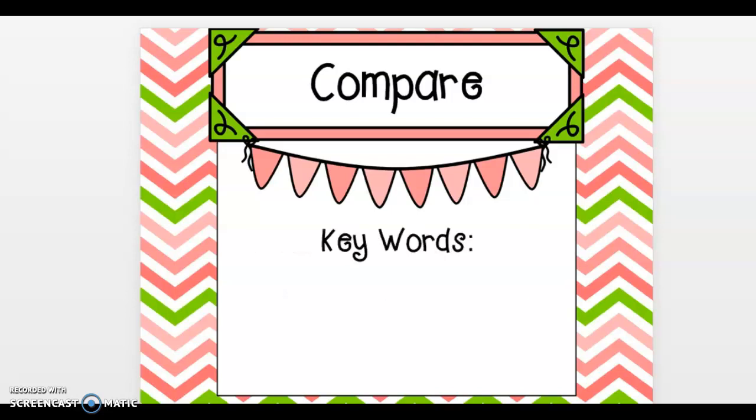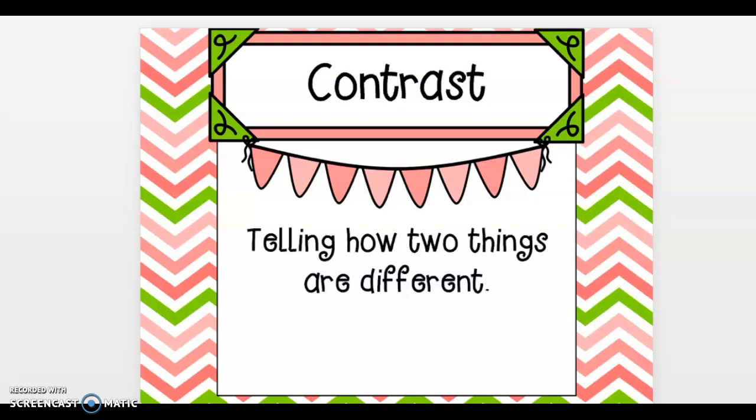To compare, you want to think of some key words. One of those key words is like. One of them is both. Another keyword is similar. Also, same, to, alike, and as. Now, when we contrast, we're telling how two things are different.